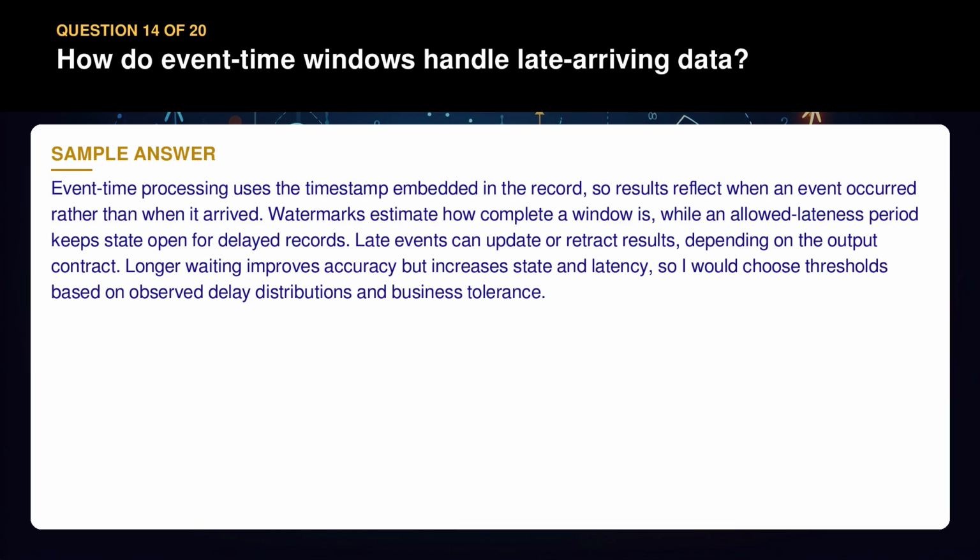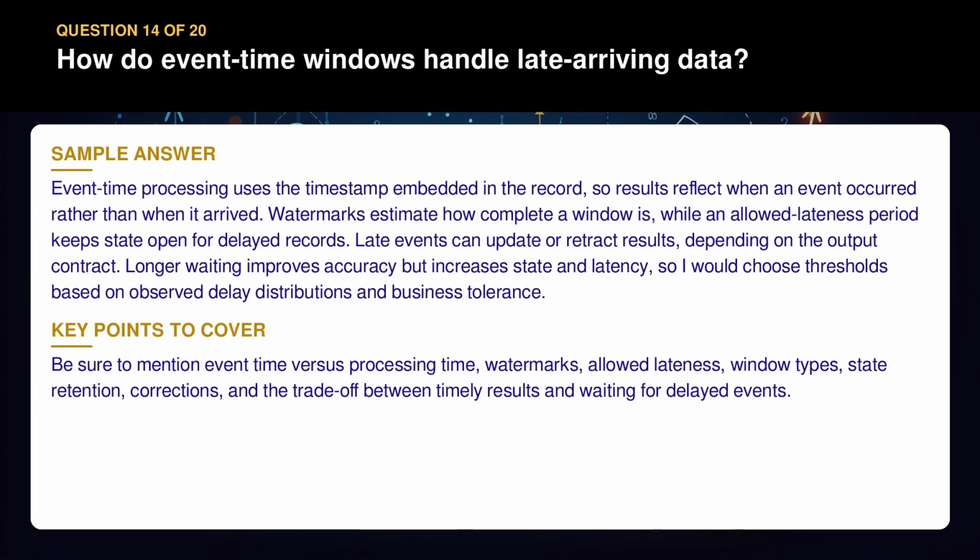Watermarks estimate how complete a window is, while an allowed lateness period keeps state open for delayed records. Late events can update or retract results, depending on the output contract. Longer waiting improves accuracy but increases state and latency, so I would choose thresholds based on observed delay distributions and business tolerance. Be sure to mention event time versus processing time, watermarks, allowed lateness, window types, state retention, corrections, and the trade-off between timely results and waiting for delayed events.